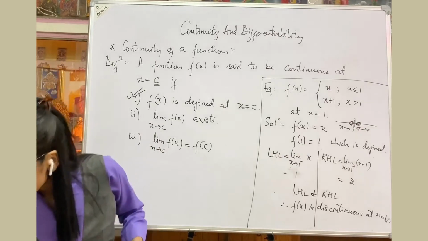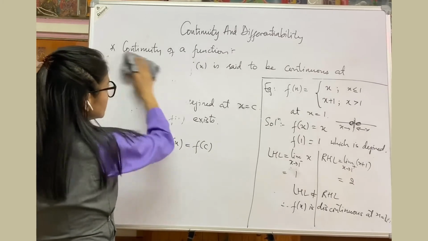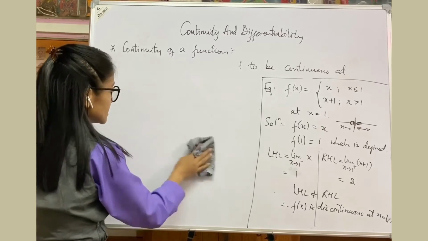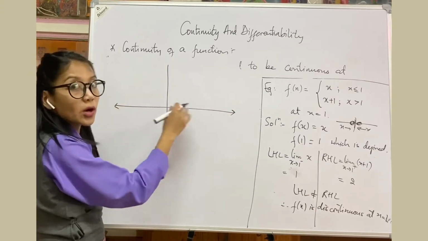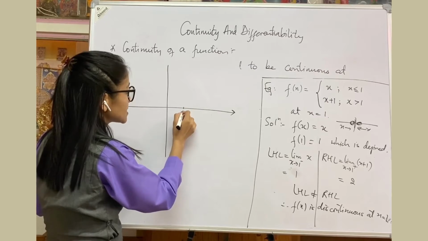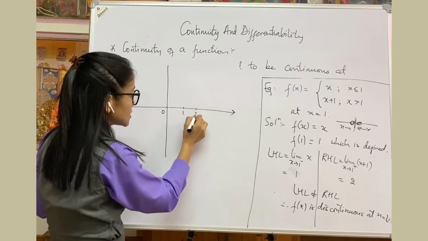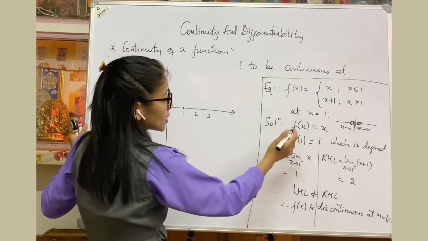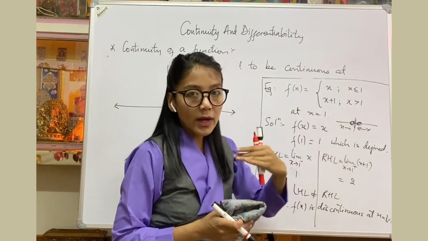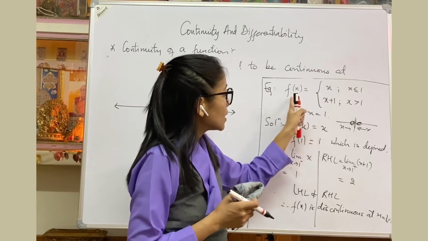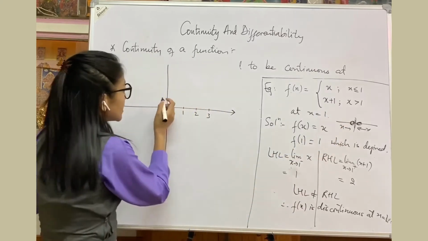Now graphically, I'll show you how the graph of this function is broken. We are checking the existence at 1. So this is 0, and here we have 2 and 3 and so on. This function is divided in two parts. When x is less than or equal to 1, the behavior of the function is x. When x is strictly greater than 1, the function takes its image in the form of x plus 1.